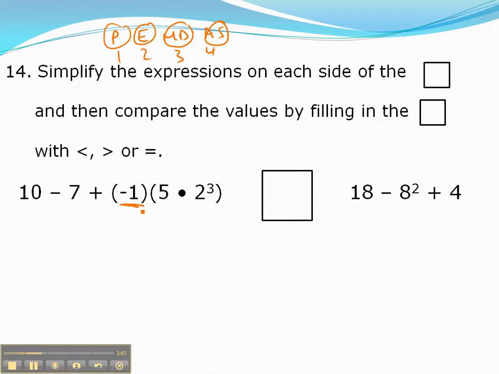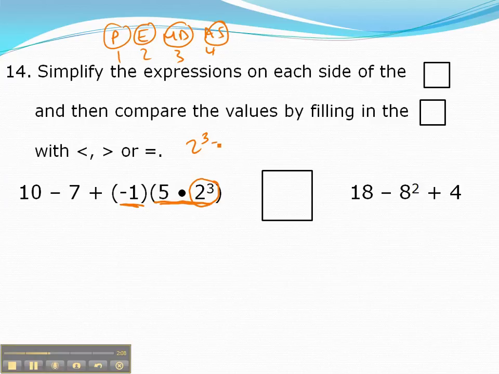Now, this is interesting. We have a -1 inside parentheses, but there's no operation in there. It's just separating that integer -1 from the plus sign. So we don't have to do anything there, but we do have to look at this expression in the next parentheses and do the operations inside that parentheses also in order of PEMDAS. So we have to do this exponent before we do the multiplication.